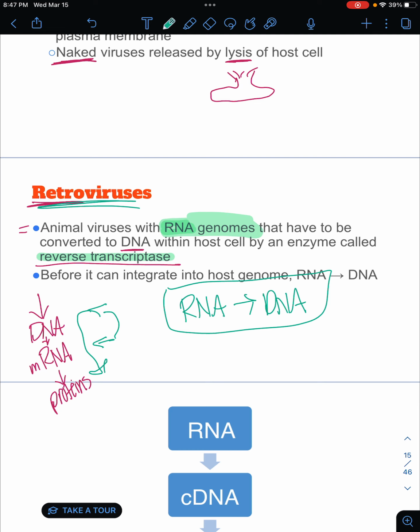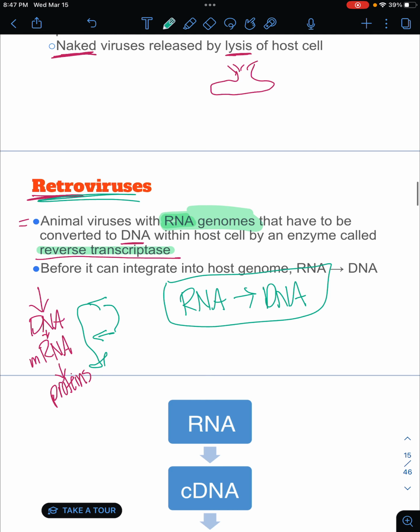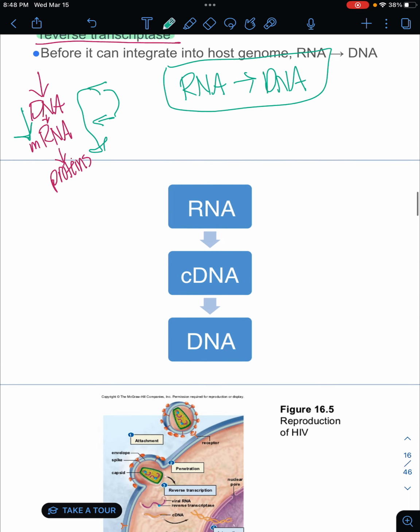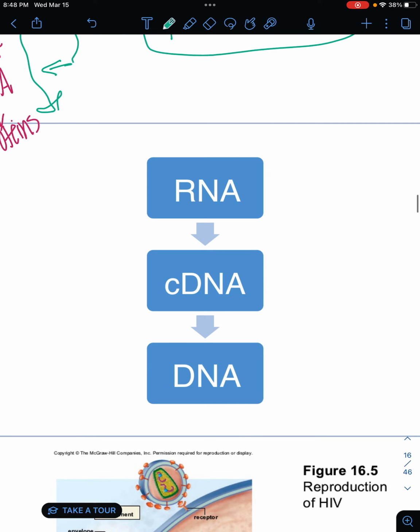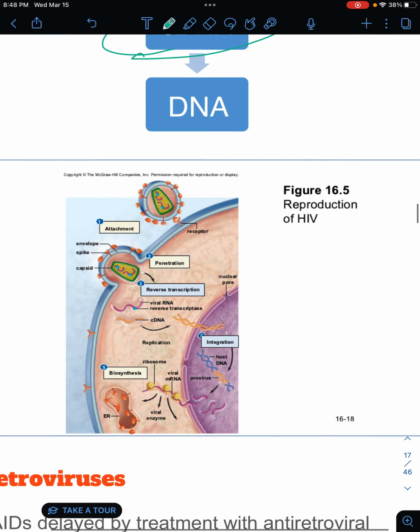Who does it? Reverse transcriptase. Because remember, DNA to RNA is called transcription. So whoever named this named it almost reverse transcription, except it has ASE on the end, so that means it's an enzyme. There's a little thing called cDNA in the middle, but you don't have to know that. That helps this process out.